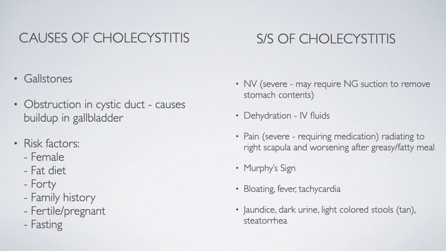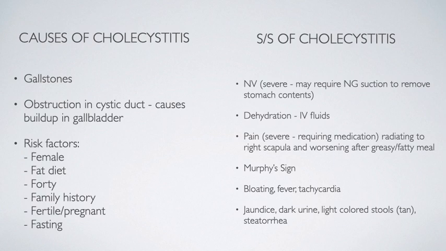So causes of cholecystitis are those gallstones. You could also have an obstruction in the cystic duct. This causes the buildup of those contents, the bile, to build up in the gallbladder, may cause irritation, and it may eventually digest that tissue. So the six F's of risk factors: female, fatty diet, 40 years old, family history of it, fertile, pregnant, and fasting. Signs and symptoms of this are going to be that positive Murphy sign.